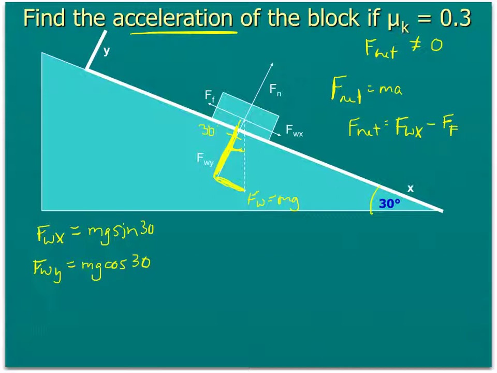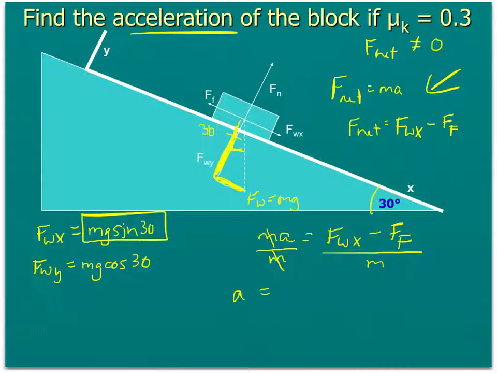Okay. Now what I'm going to do is, since I know my F net is equal to these two things, I'm going to set those equal to each other. So mass times acceleration is equal to Fwx minus the force of friction. Okay, and since I'm solving for acceleration, I know I need to get that by itself, so I'm going to divide each of these by the mass. Now again, I don't know mass. It's not given to me. So I'm going to see if I can substitute some things in to get these to cancel out. So I know for Fwx, I can substitute in my mg sine of 30.